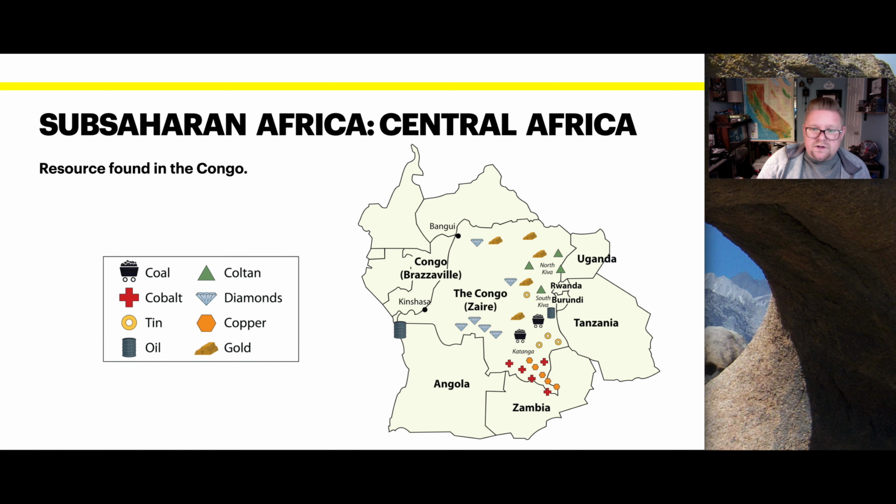I also wanted to include this image, resources that are found in the Congo. So as we mentioned before, this is really the driving part of much of the civil wars and really that stress within this region, because as we can see, there's coal, cobalt, tin, oil, coltan, diamonds, copper, and gold. You probably have heard of all of those except for coltan. Coltan is used in electricity. It has high heat and energy tolerance.